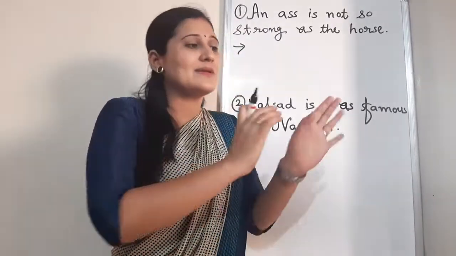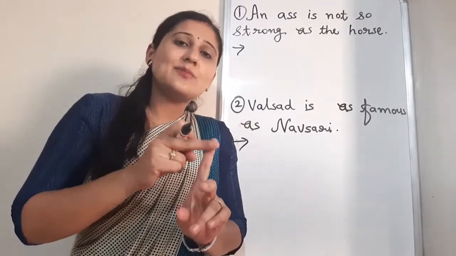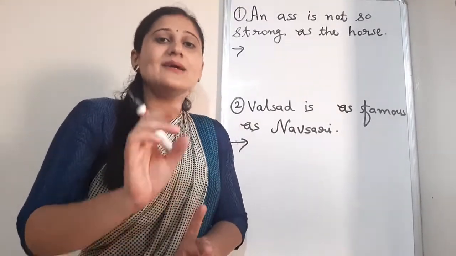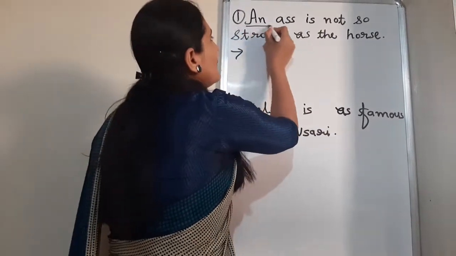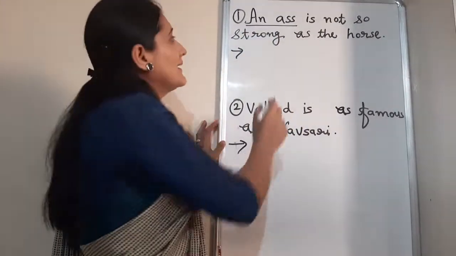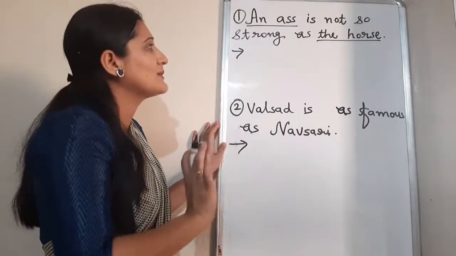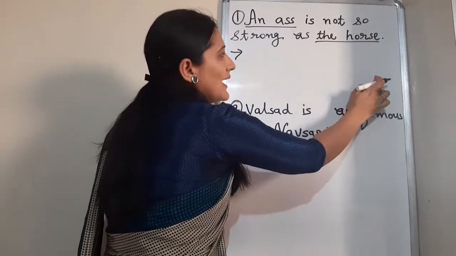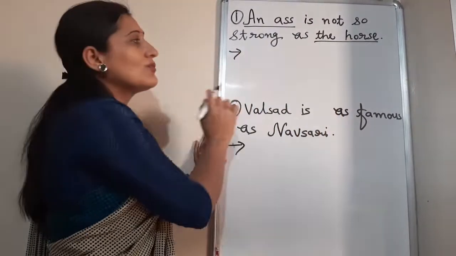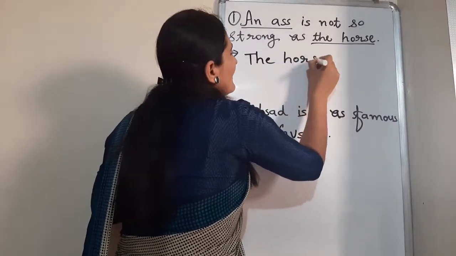For example, this is positive degree. Then check whether the sentence is positive or negative, right? Third, exchange the subject. Let's see. I told you we will have two subjects, an ass and the horse. We have two subjects, right? So let's exchange the subject. It means this subject will go last and this subject will go first, right? The horse, then after verb.